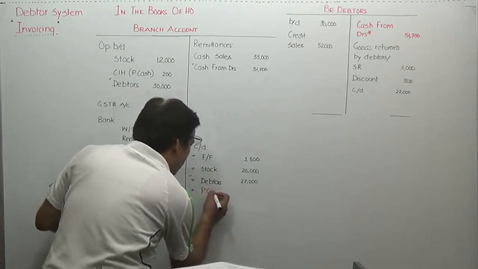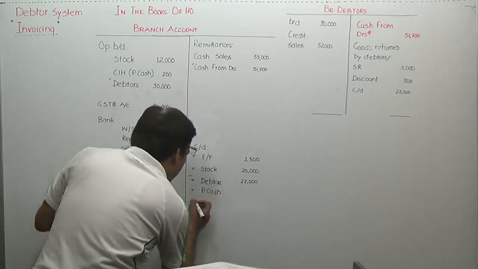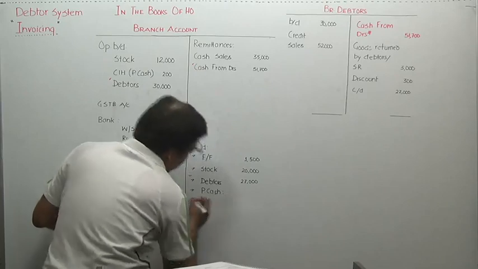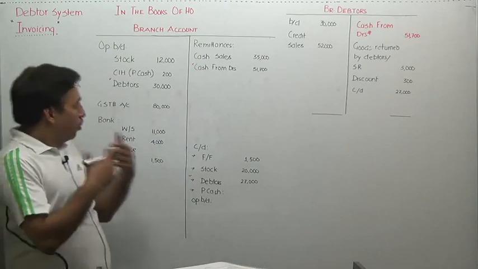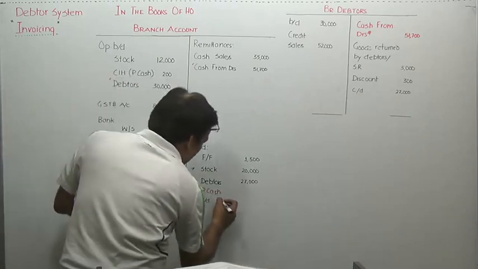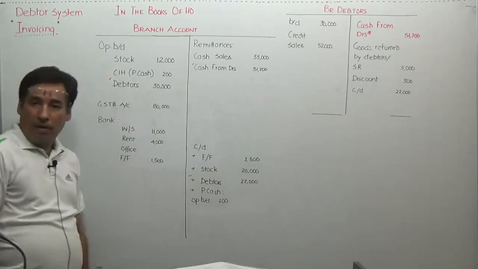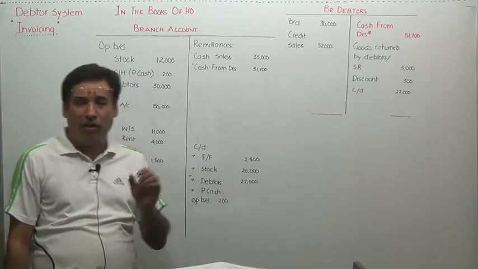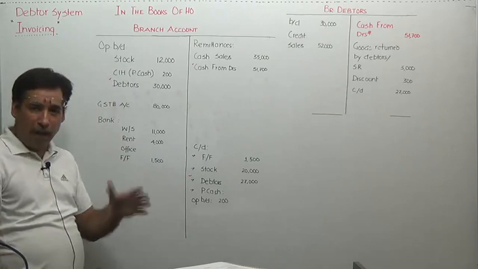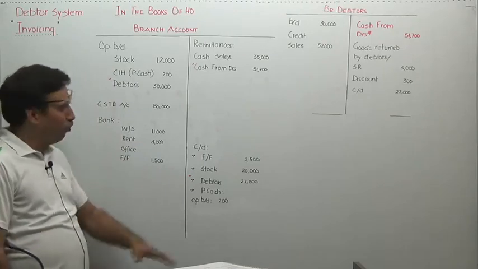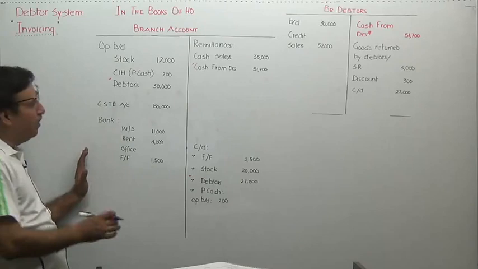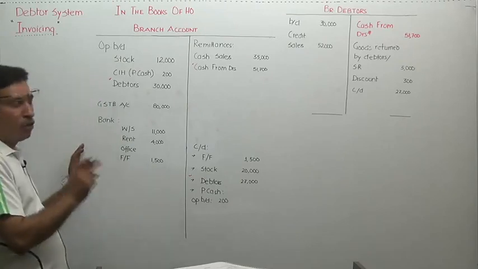Please pay attention. Petty cash. Even in the last class, we had a little discussion regarding that. Petty cash is a real account, maintained by the branch manager to meet the day-to-day expenses or expenses of petty nature, correct? In this case, opening balance with the branch is 200. Now you have to look carefully whether it is given in the question that head office has sent any cash to the branch for petty expenses or not.